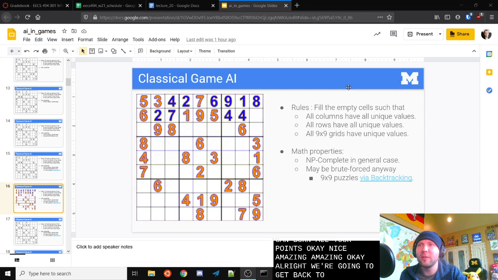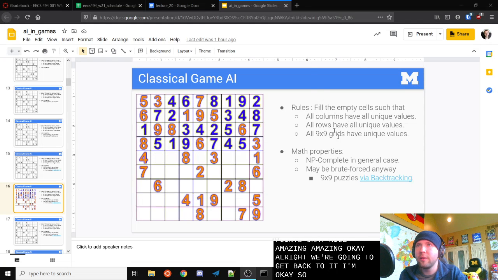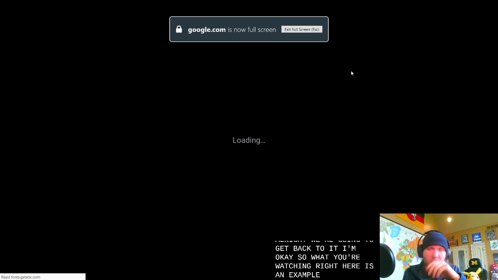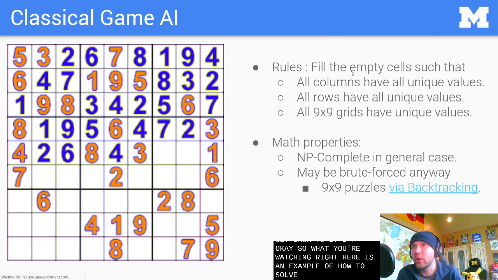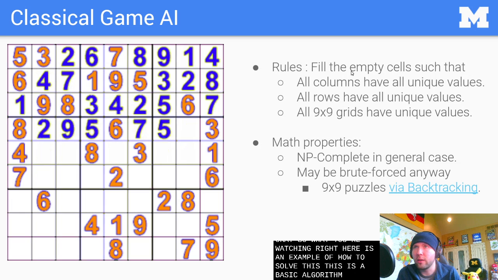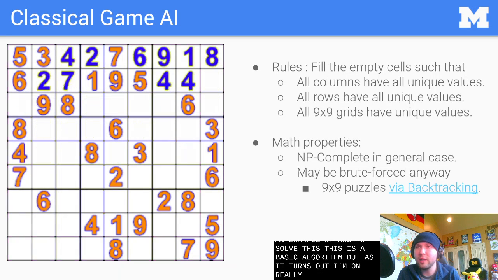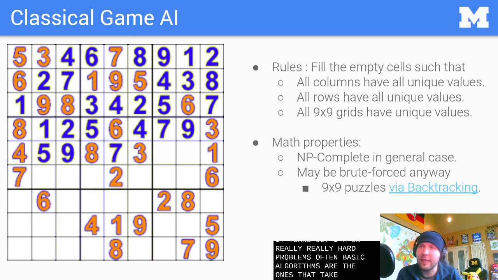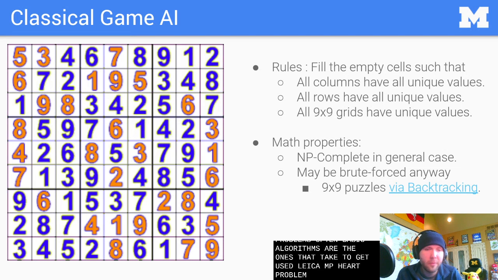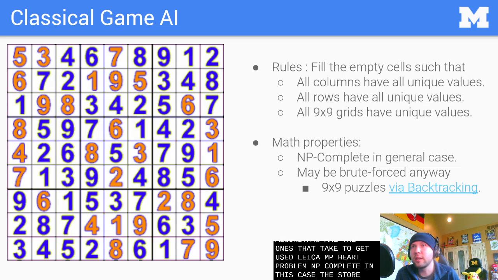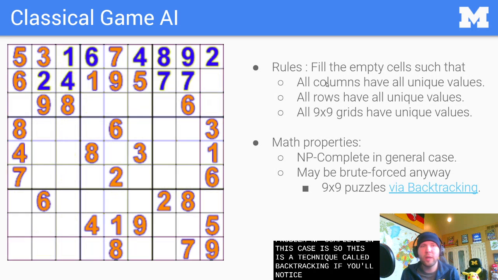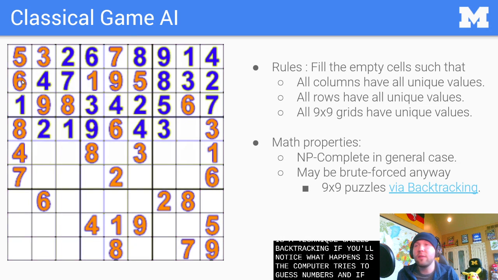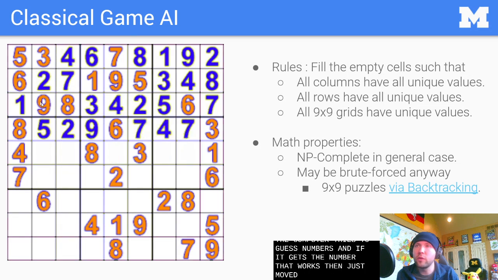Okay, all right. We're going to get back to it. So Sudoku, what you're watching right here is an example of how to solve this. This is a basic algorithm, but as it turns out, on really hard problems, often basic algorithms are the ones that get used, like on NP-hard problems, NP-complete in this case. So this is a technique called backtracking. If you'll notice, the computer tries to guess numbers, and if it guesses a number that works, then it just moves forward.